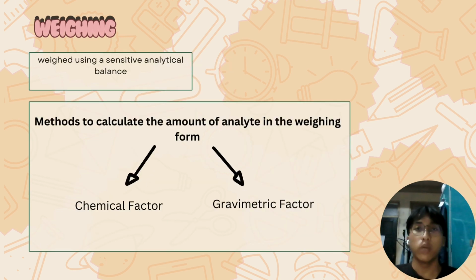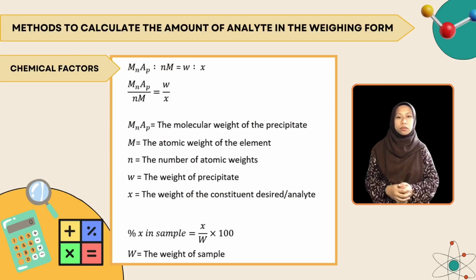So next is weighing. The precipitate is weighed using a sensitive analytical balance. There are two methods to calculate the amount of analyte in the weighing form. The first one is chemical factor and the second one is gravimetric factor. Now, I will explain the methods to calculate the amount of analyte in the weighing form. For this slide, I will explain the method by using chemical factors.